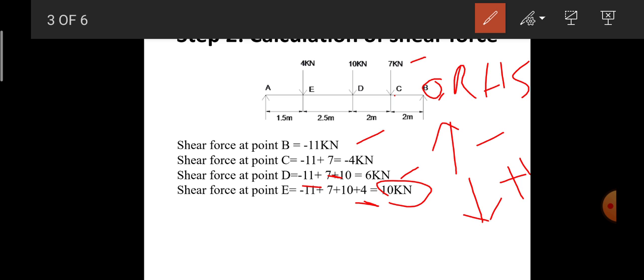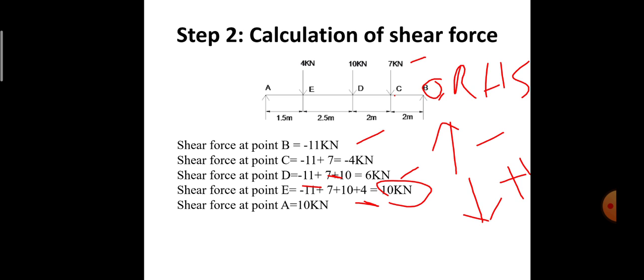So next is the shear force at point E. Shear force at point E is nothing but the reaction at point A. Therefore the reaction at point A is equal to 10 kilonewton itself.